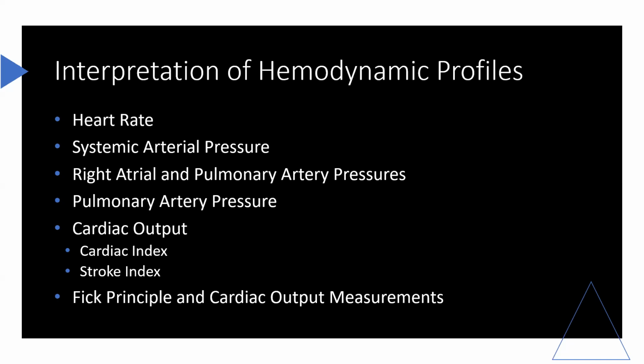Cardiac index is calculated by dividing the cardiac output by the body surface area, or similarly, stroke volume index is calculated by dividing stroke volume by body surface area. A normal cardiac index for an adult is about 2.5 to 4.0 liters per minute per meter squared. The stroke index normally ranges from 35 to 55 milliliters per beat per meter squared.